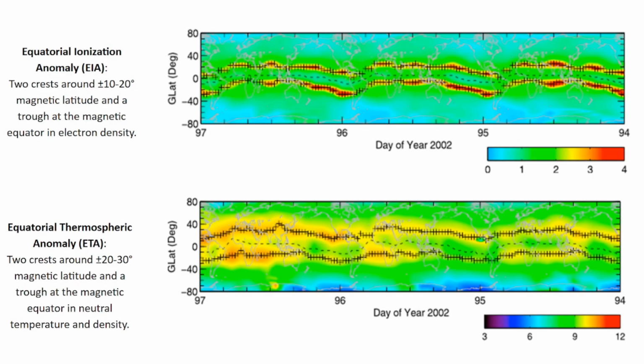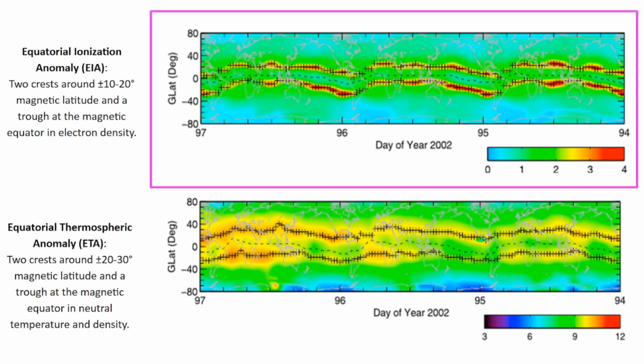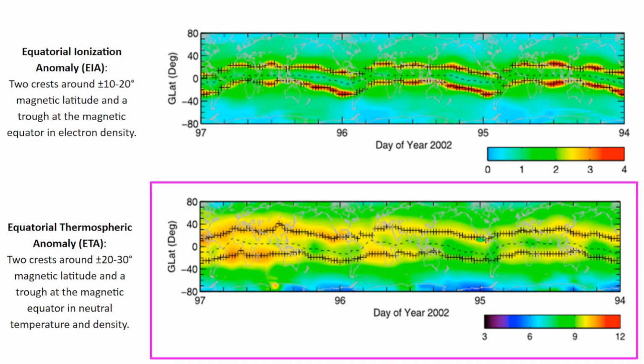SWARM-EX's 2 primary science questions focus on understanding the coupling between the equatorial ionization anomaly, EIA for short, and the equatorial thermospheric anomaly, ETA for short, in low Earth orbit. The EIA graph on the top right shows the electron density, while the ETA graph on the bottom right shows the mass density of atomic oxygen.